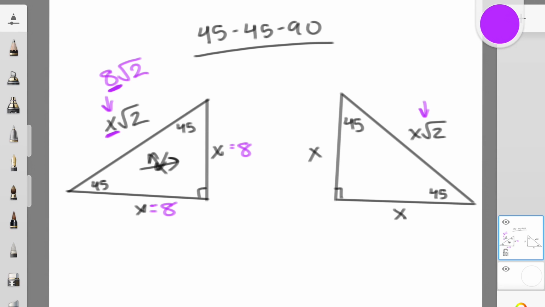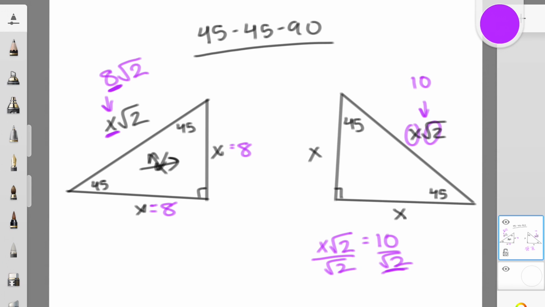Now for the other triangle, the side across 90 is 10. Since we don't see a square root of 2, we have to assume it's in the 10, and we have to use algebra to solve for x. The equation will be x square root of 2 equals 10. We are going to divide square root of 2 on both sides to isolate the x. Now it's 10 divided by square root of 2.